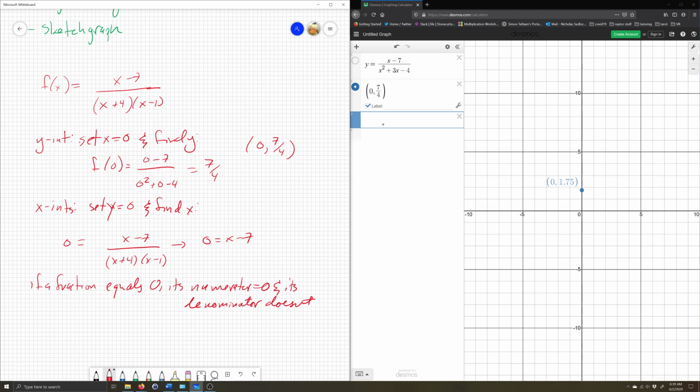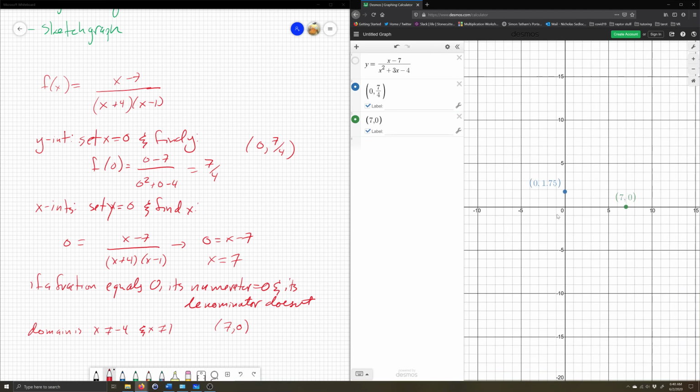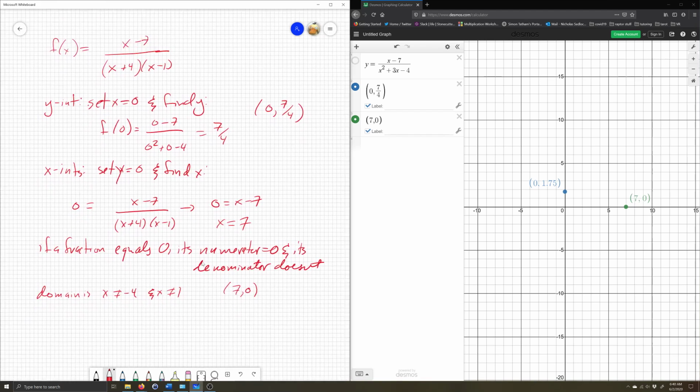So negative 4 and 1 are the bad points. So the domain is x doesn't equal negative 4 and x doesn't equal 1. So x equals 7 here is in the domain of the function. So that means that if I give you the point 7, 0, that's on the function, and it is going to be an intercept. I'm going to label this, and there's that point. I'm going to zoom out a little bit. All right, so let's keep going.